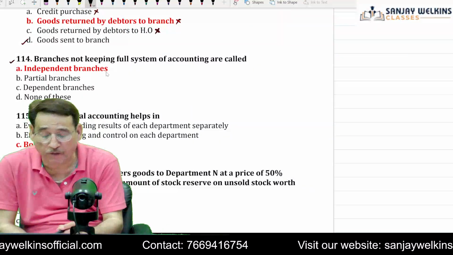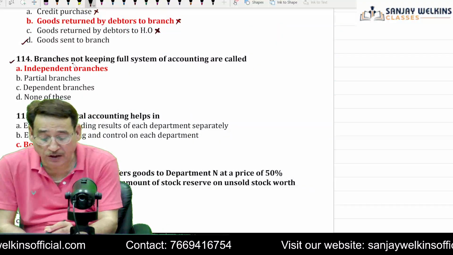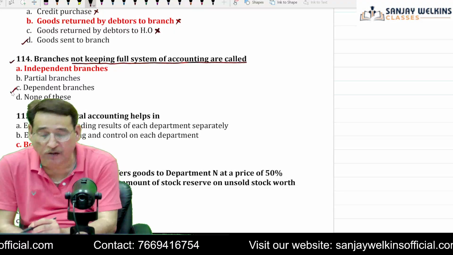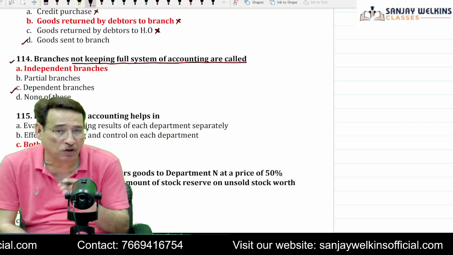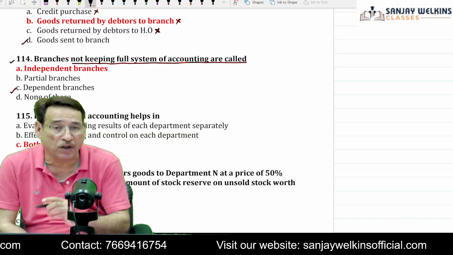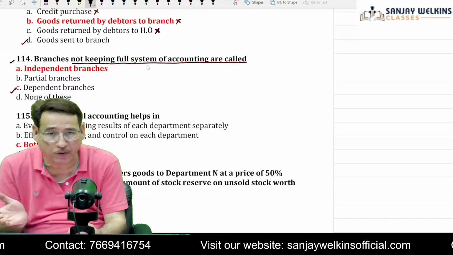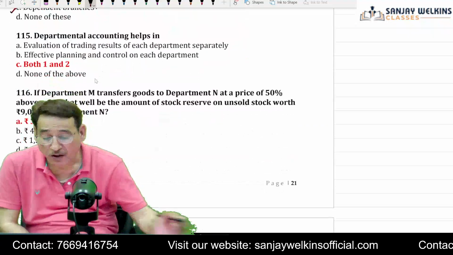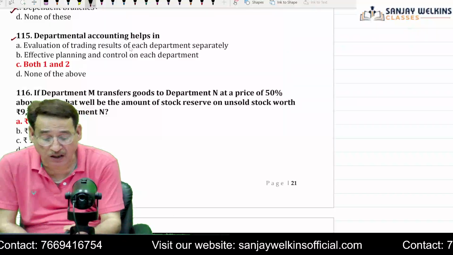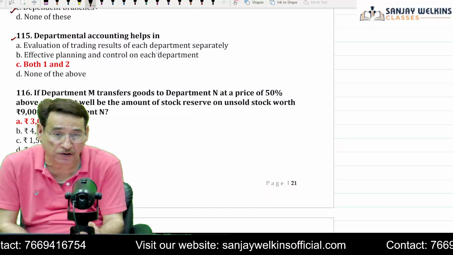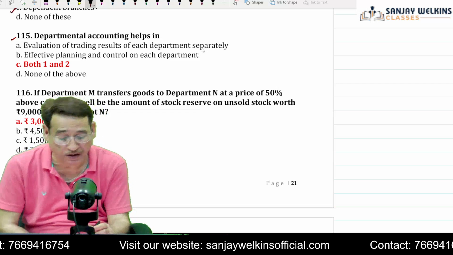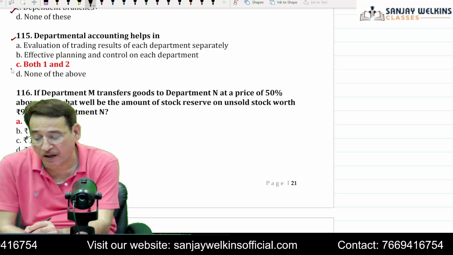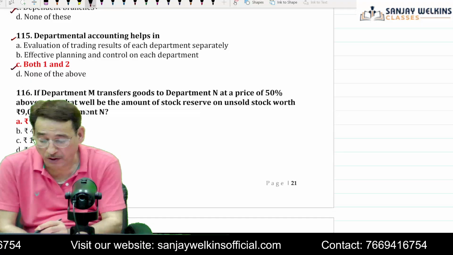As far as 114 is concerned, branches not keeping a full system of accounting are called dependent branches. Such branches which do not keep a complete accounting system, that means they are dependent upon the head office, are known as dependent branches. Is it clear to you? Departmental accounting helps in evaluation of trading results of each department separately. Yes. Effective planning and control on each department. Yes. So your correct alternative will be both 1 and 2.